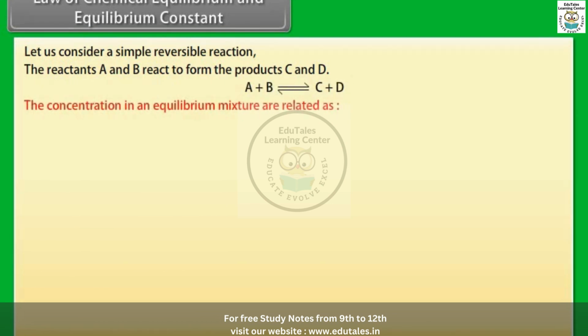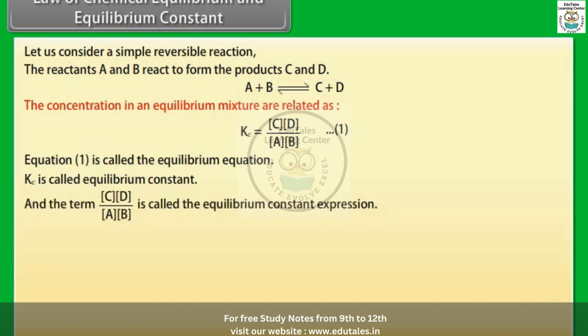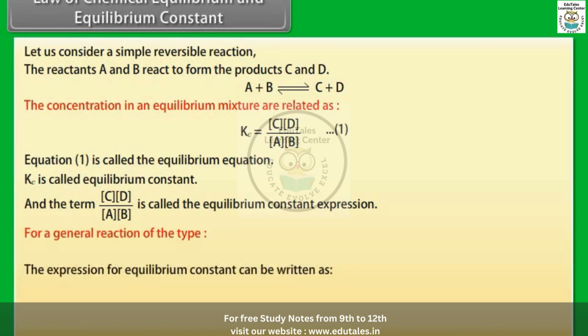The concentrations in an equilibrium mixture are related as follows. Name it as equation 1. Equation 1 is called the equilibrium equation. Kc is called the equilibrium constant, and the term is called the equilibrium constant expression. For a general reaction of the type, the expression for equilibrium constant can be written as, where c is a subscript to K. That is, Kc is expressed in concentration of mole per liter.